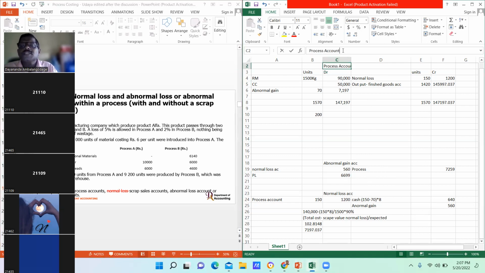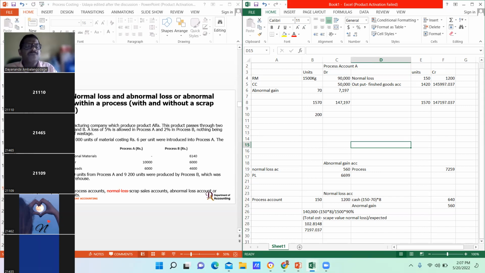Now we have to prepare the process account. Process A is with me. I am just preparing the process A account. Evergreen is a manufacturing company which produces product alpha. This product passes through two processes, process A and B. A loss of 5% is allowed in process A and 2% in process B.